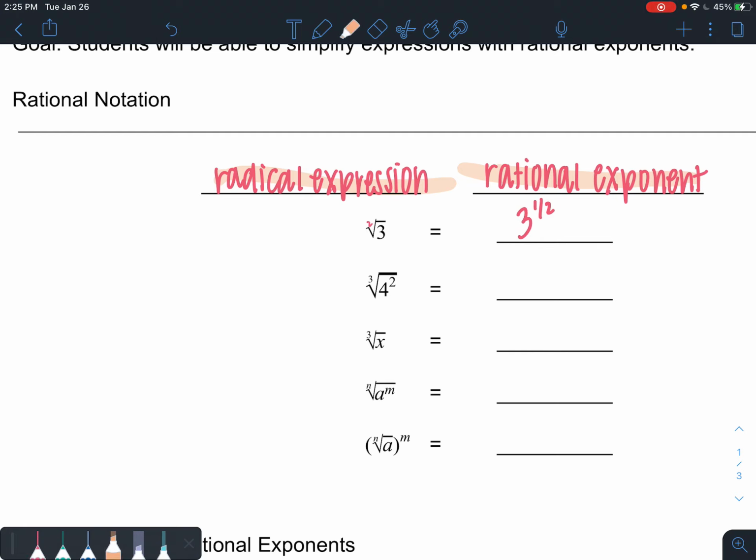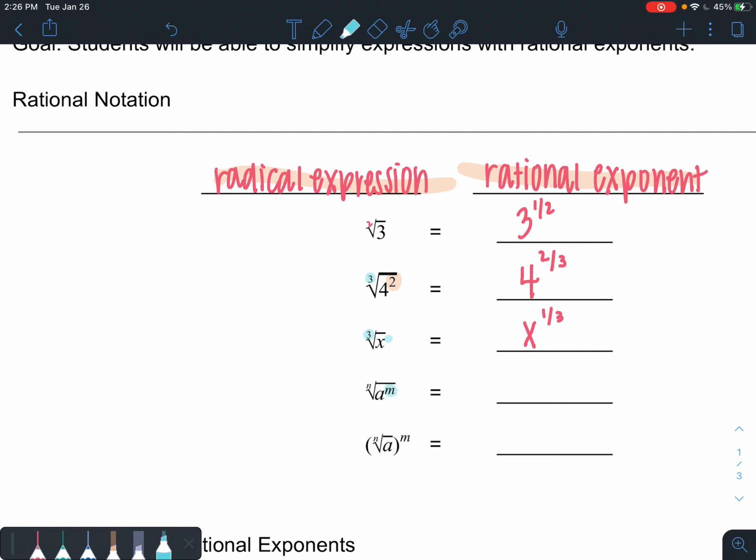Okay, so then this one, I have an exponent of 2 and a cube root of 4. So I can write this as a base of 4 to the 2/3. This one I have an exponent of 1 and a cube root of x. So I can rewrite that as x to the 1/3. And so that's how we write it.